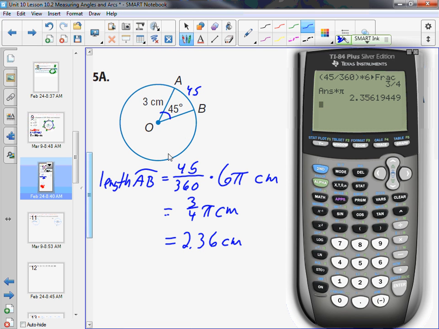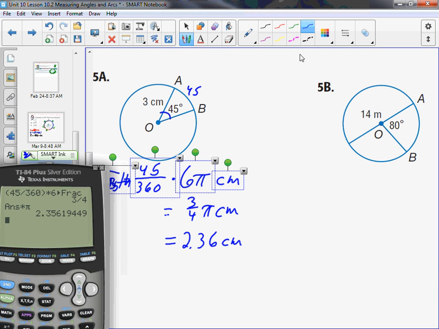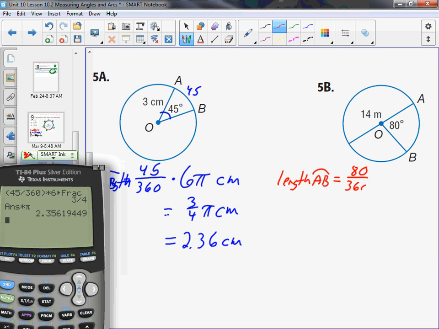Okay. Let's do 5B together. On 5B, let me scoot this over. All right, on 5B, the length of arc AB equals the measure of the arc, 80, over 360, times the circumference. Now, look, they drew a diameter in instead of a radius. So the measure they give us, the 14 meters, that's diameter instead of radius. It usually works that way. If they just draw a radius, the length they give you is the radius. If they do draw the diameter, they almost always give you the length of the diameter. Okay? So the diameter is 14, which means the circumference is 14 pi meters.